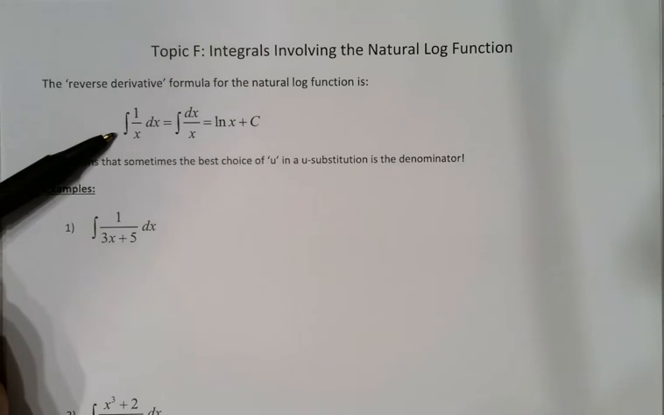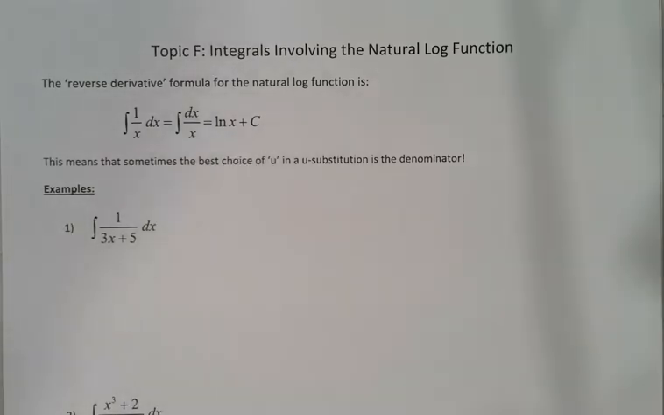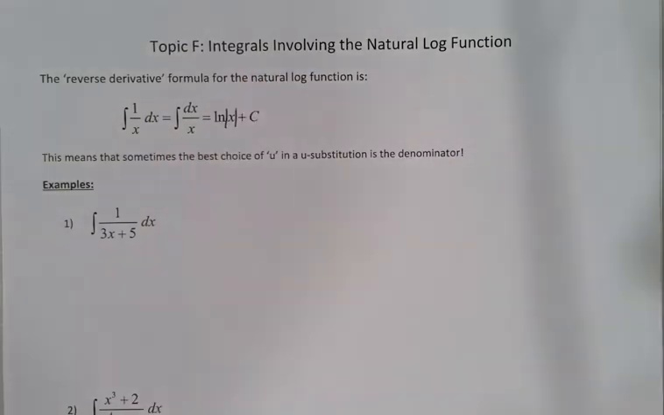The integral of 1 over x dx, which could also be written as just dx over x, is the natural log of x plus c. And actually we usually put absolute values here in this natural log, just to make sure we're not putting a negative number inside of a log.